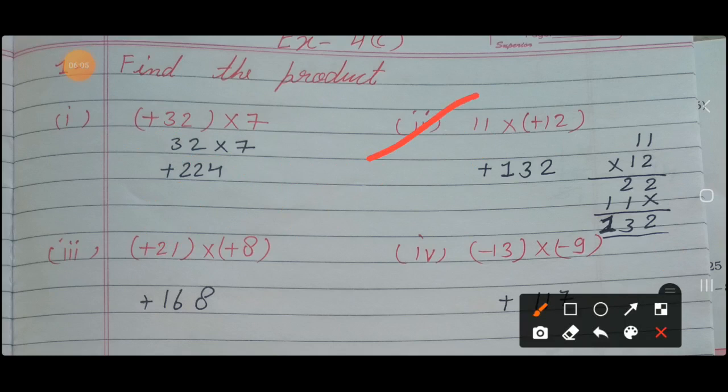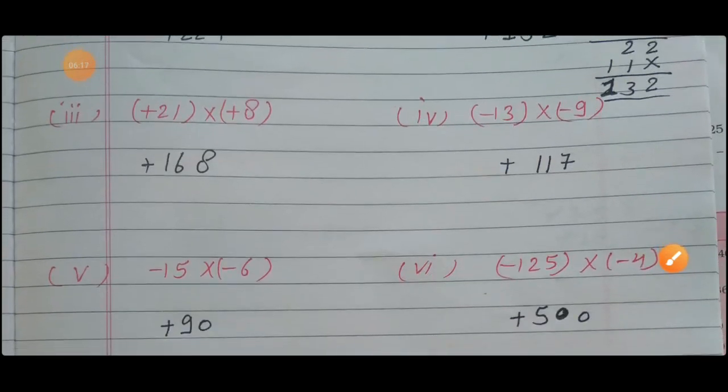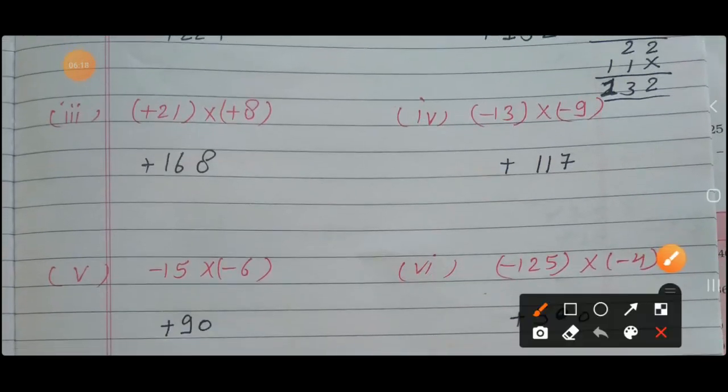Second, 11 multiply by plus 12. Both are positive. Yes, here is multiplication. On multiplication we are getting 132. Third, plus 21 multiply by plus 8. Yes, 168. Yes, which one is positive? Fourth, minus 13 multiply by minus 9.